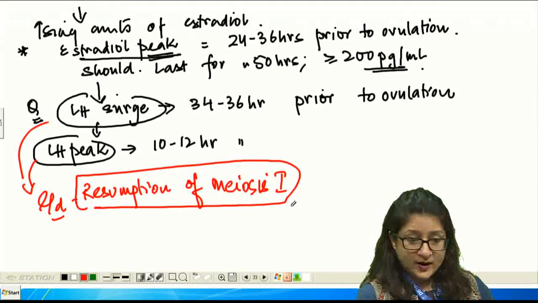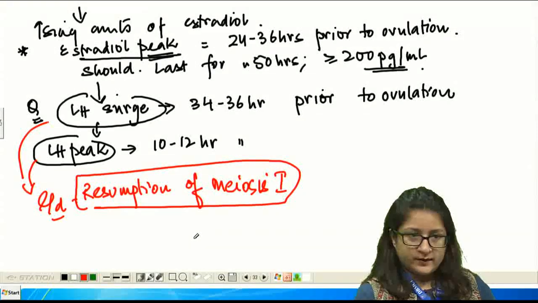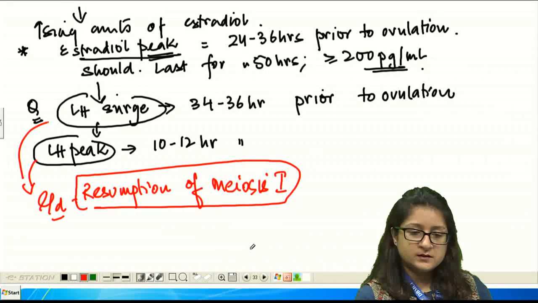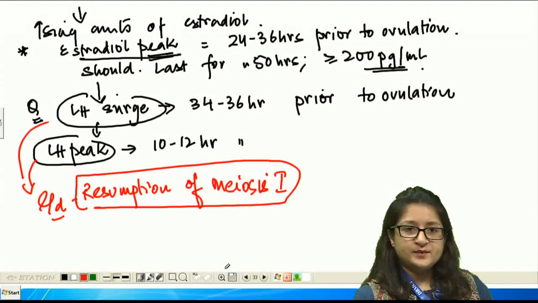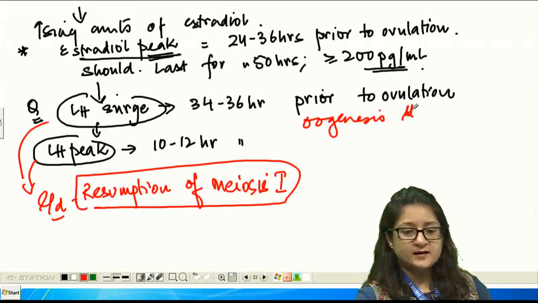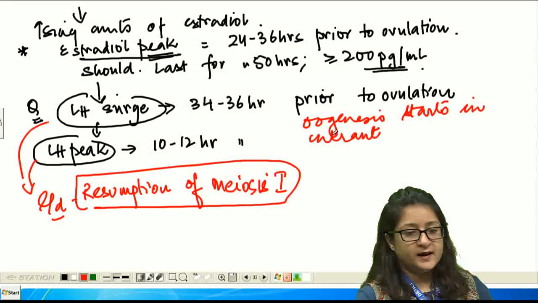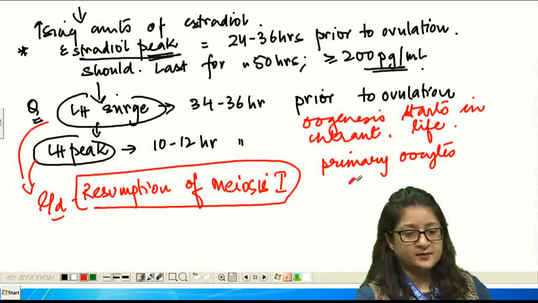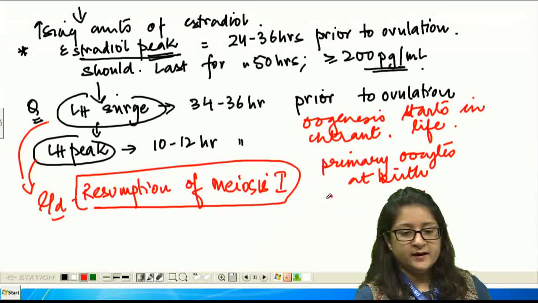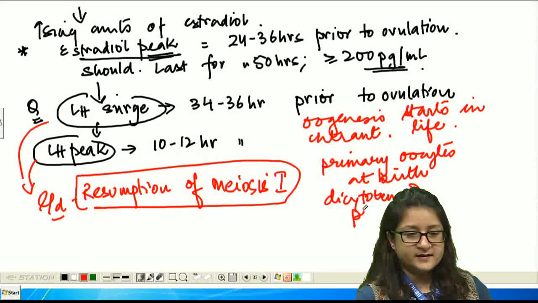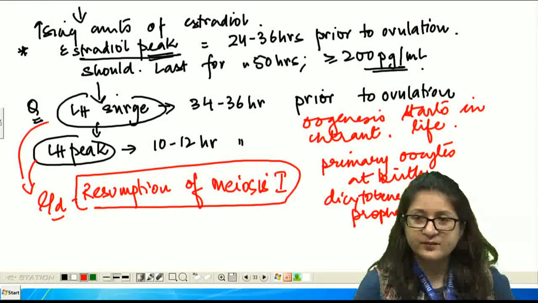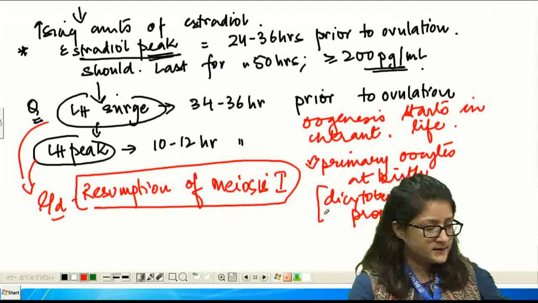So we try to remember that oogenesis happens even in the intrauterine life. The first important point we have to remember is that oogenesis starts in the intrauterine life itself. Once oogenesis starts, all the oocytes are arrested as primary oocytes at birth. They are arrested in the dictyotene state of prophase.